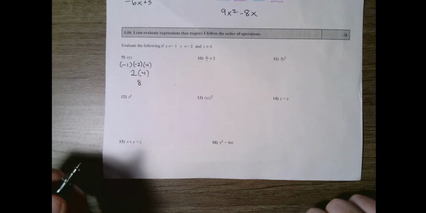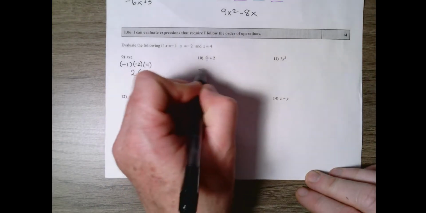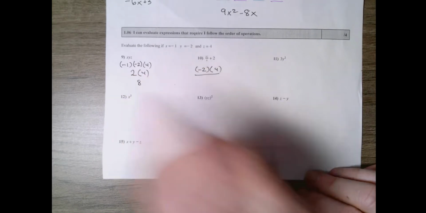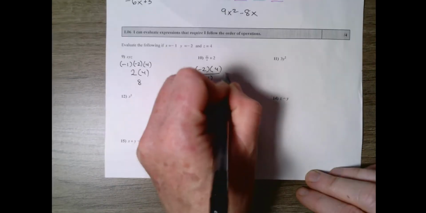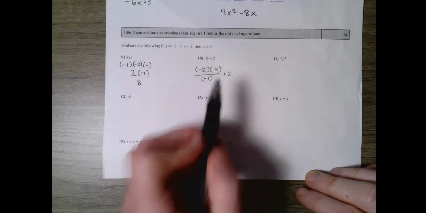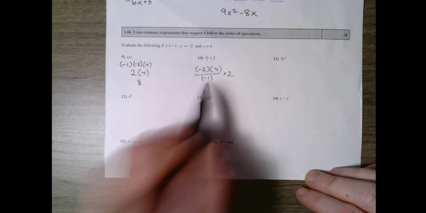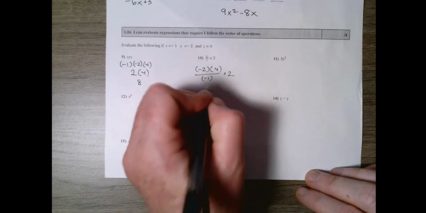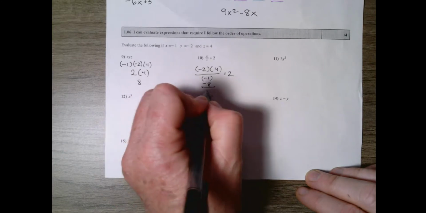Multiplying and dividing. So here we have y, z, so that's y times z divided by x plus 2. All right, so following the order of operations, I need to do what's on top of the fraction bar, and then we're going to divide by what's on the bottom. So I have negative 2 times 4, that's negative 8, divided by a negative 1.